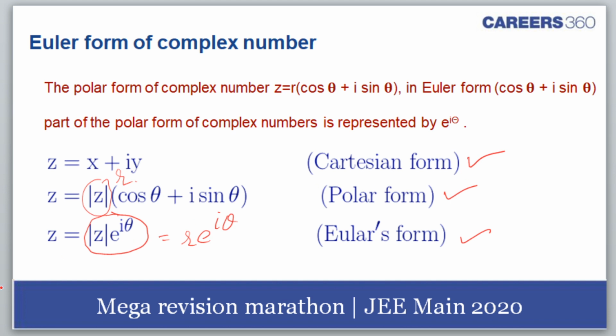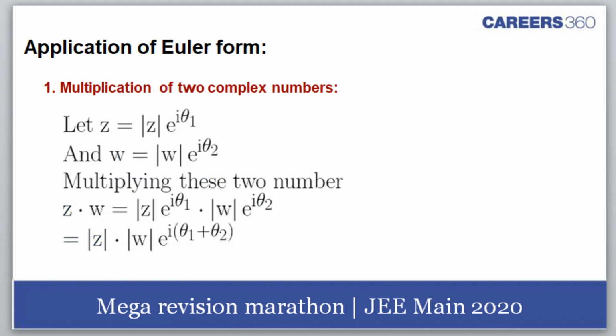So here we come to the next slide. It is the multiplication of two complex numbers in Euler's form. When z is r e^(iθ1) and w is r2 e^(iθ2), on multiplying these two complex numbers, we realize the modulus gets multiplied and the arguments get added, because with the same base, the powers would be added.